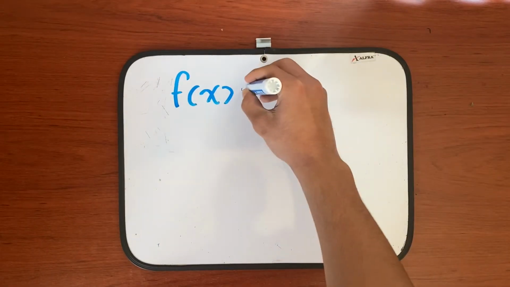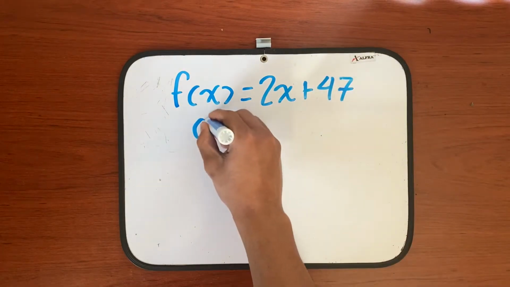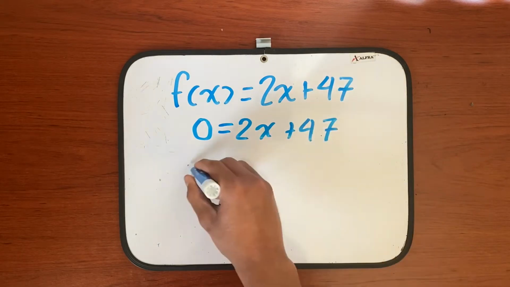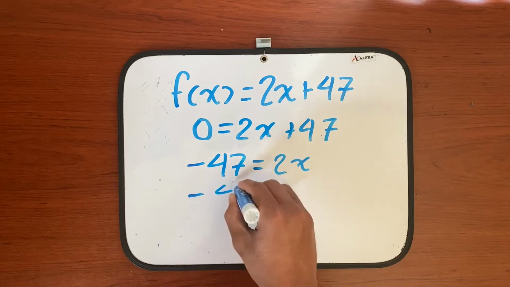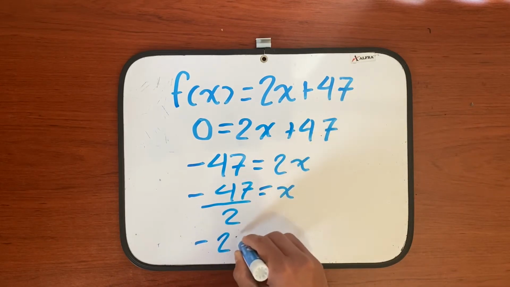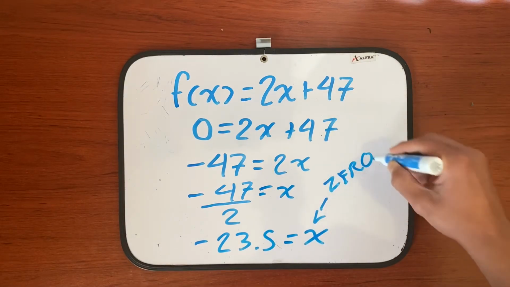The first degree function we will be using is 2x plus 47. To solve it, we must equal the function to 0. After doing this, we must solve for x. This is how we obtain the zero of our function.